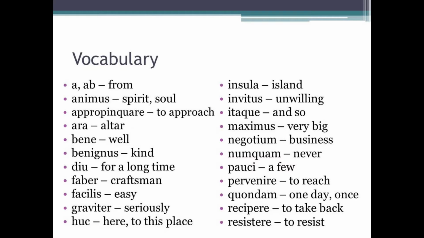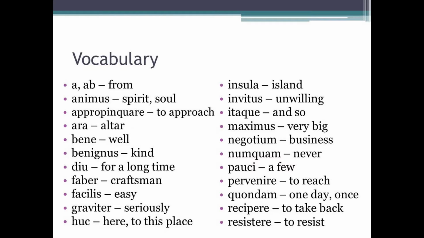Graviter means seriously. Huc, here or to this place. Insula is an island. Invitus means unwilling. Itaque, and so. Maximus, very big. Negotium, business. Numquam means never. Pauci means a few.